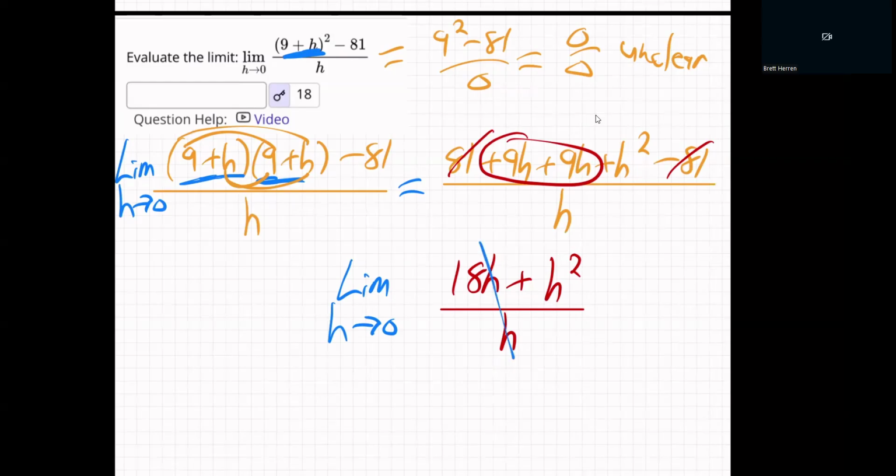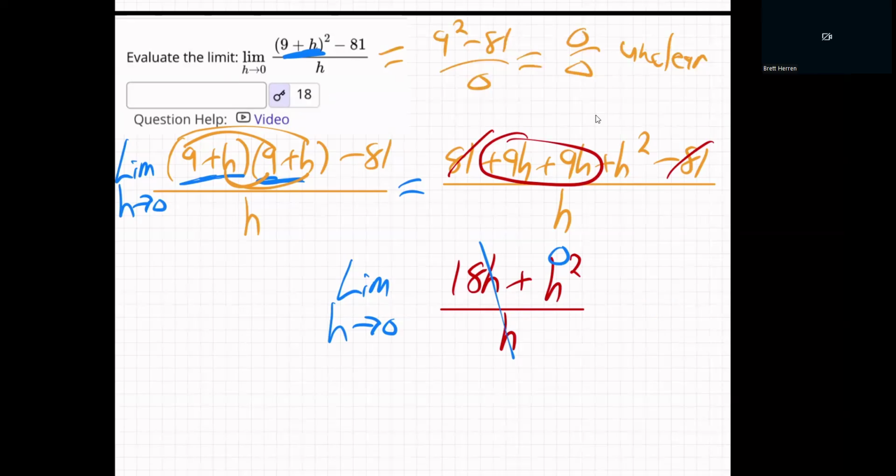Now, you might say, yeah, we'll just cancel these h's. Boom. And then you can plug in the 0. The 0 is just there, and then the answer is just 18. Well, and that's the answer they got. So it's right. Well, you got lucky. That's not good math logic, and that won't always work.